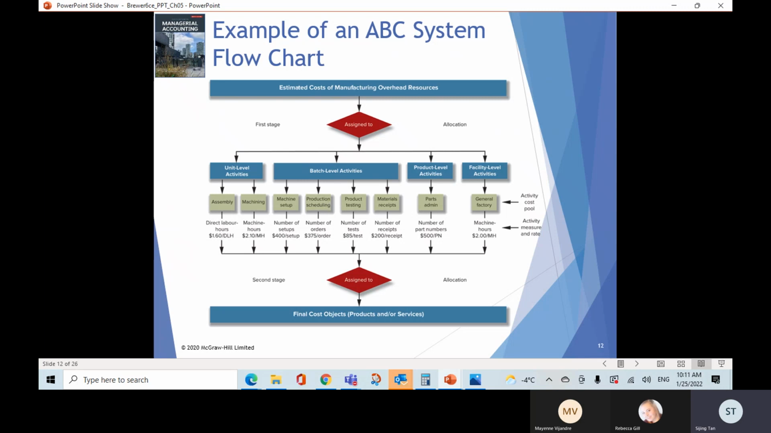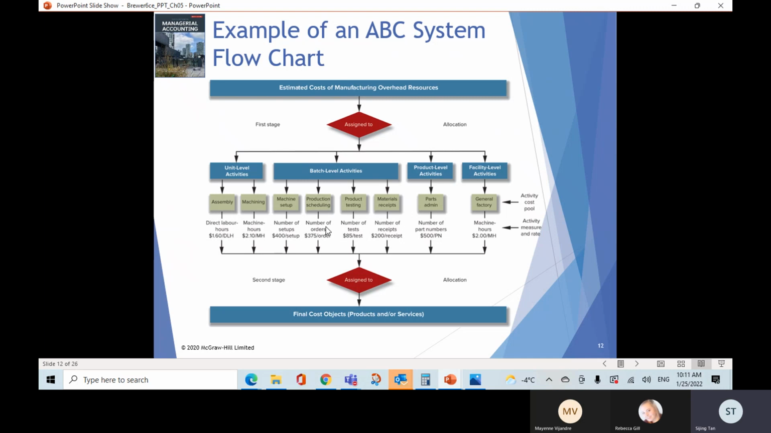In the second stage, the costs in the activity cost pools are allocated to products using activity rates and activity measures. For example, if the total cost in the production order cost pool was $450,000 and the company expected to process 1,200 orders, the activity rate would be $450,000 divided by 1,200 orders. So that would be $375 per order. So these are the numbers and how they come out.